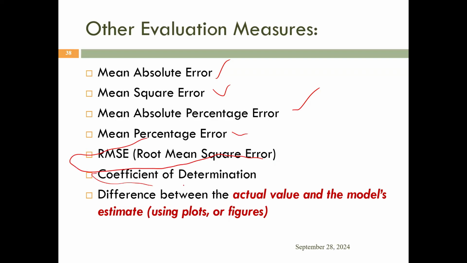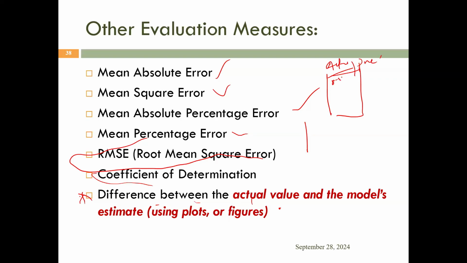We have the coefficient of determination. And another very important one I recommend for people to use in evaluating the performance of their regression modeling is to show the difference between the actual value and the model estimate, the actual value that you know and the predicted value. You can put it in a table if it's not much. Have a table that tells us this is the actual value given and this is the predicted value.